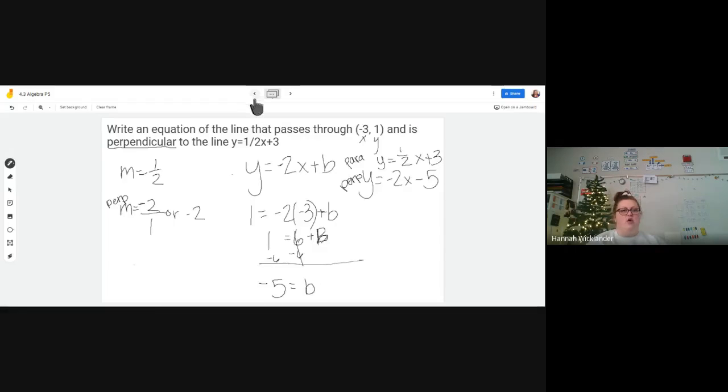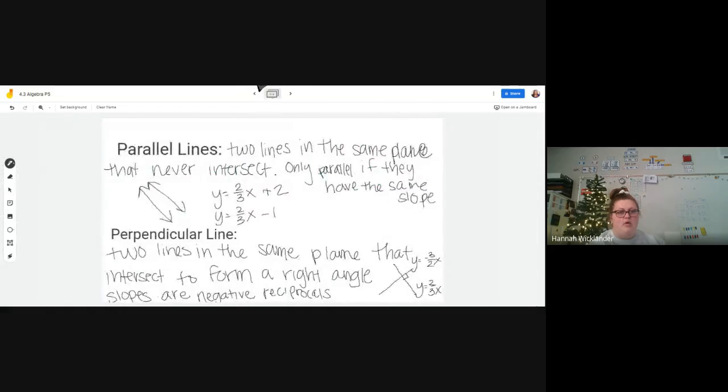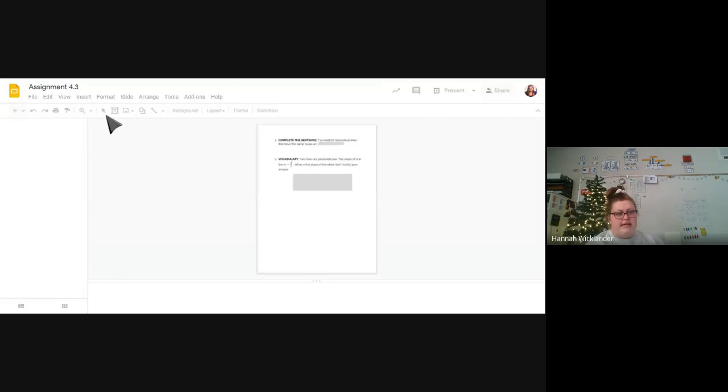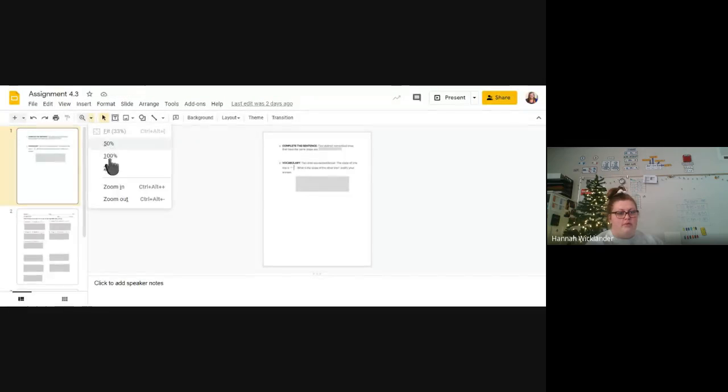Parallel, same slope. So let me go to the Google Classroom, and I already assigned 4.3. So if you guys want to open that up, we can get started on it together. And then we're going to have all of class on Thursday to finish it together as well. So I would recommend coming to class on Thursday so that I can help you with this and you don't have homework. So here's 4.3.